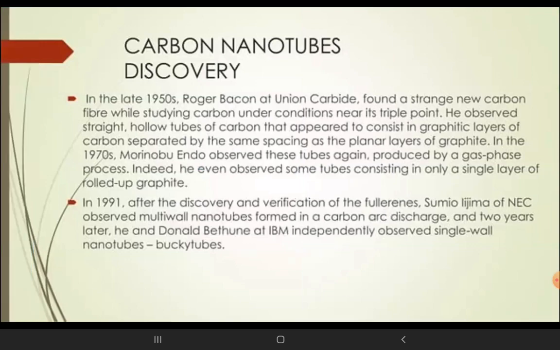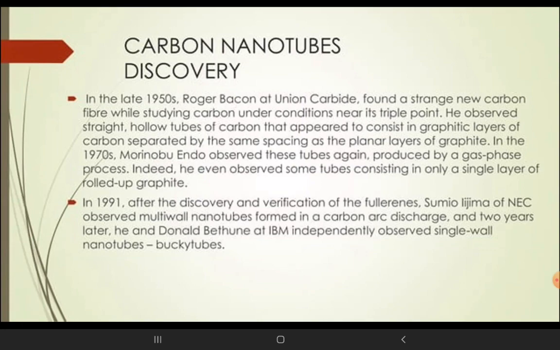Carbon nanotubes discovery. In the late 1950s, Roger Bacon at Union Carbide found a strange new carbon fiber by studying carbon under conditions near its triple point. He observed straight, hollow tubes of carbon that appeared to consist of graphitic layers of carbon separated by the same spacing as the planar layers of graphite.